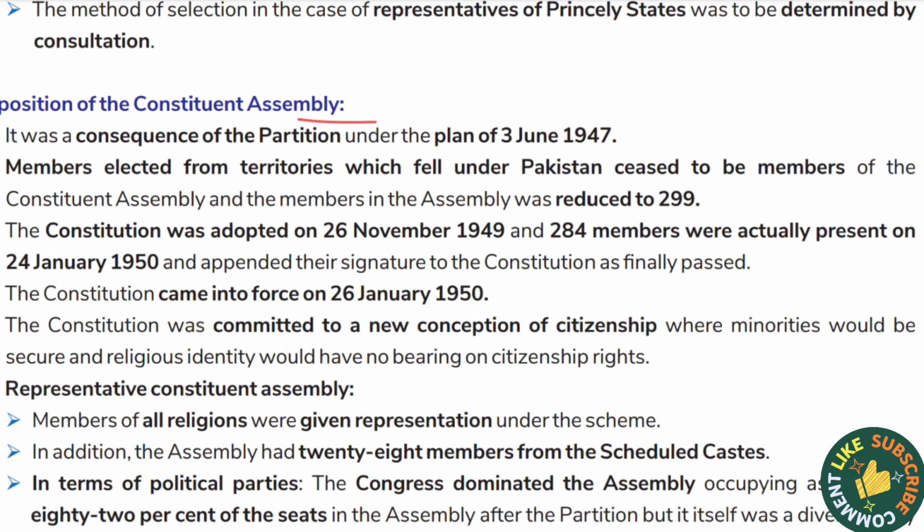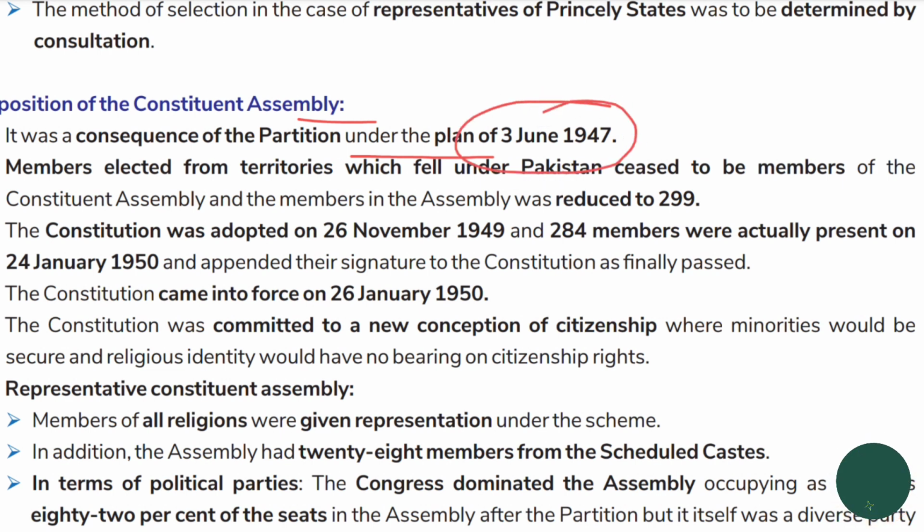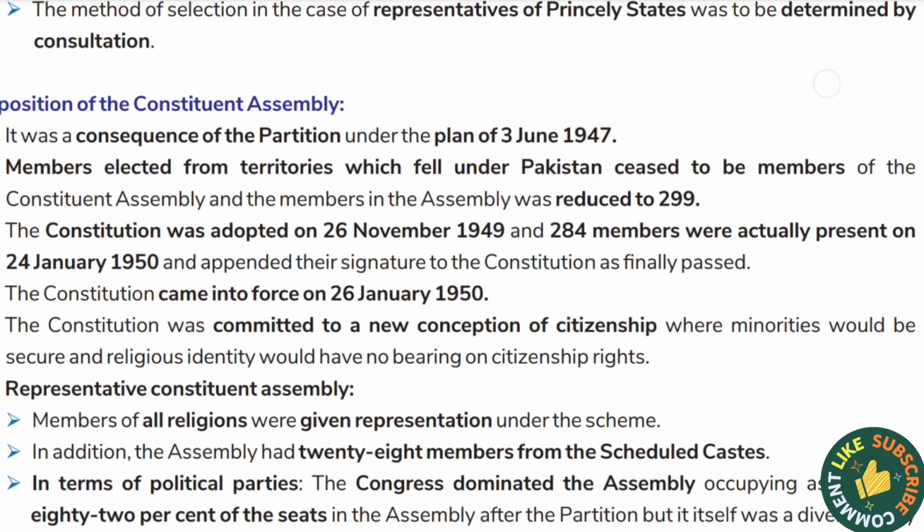So, what is the composition of the Constituent Assembly? It was the consequence of the partition under the plan of 3 June 1947. Members elected from territories which fell under Pakistan ceased to be members of the Constituent Assembly, and the membership of the Assembly was reduced to 299.